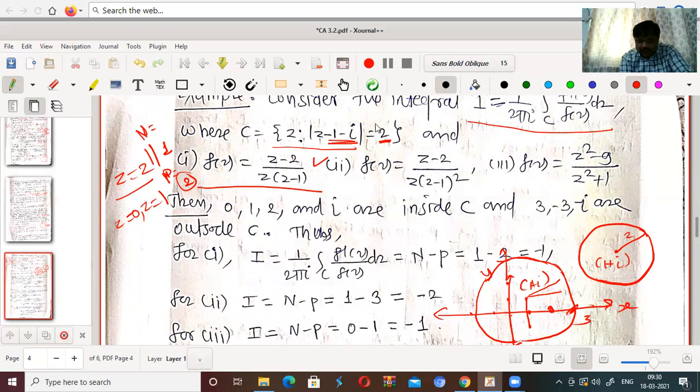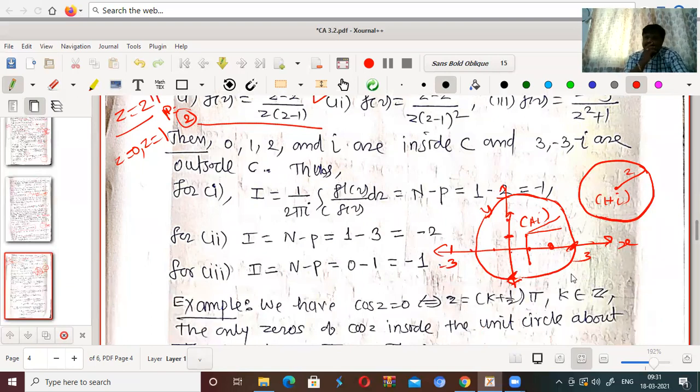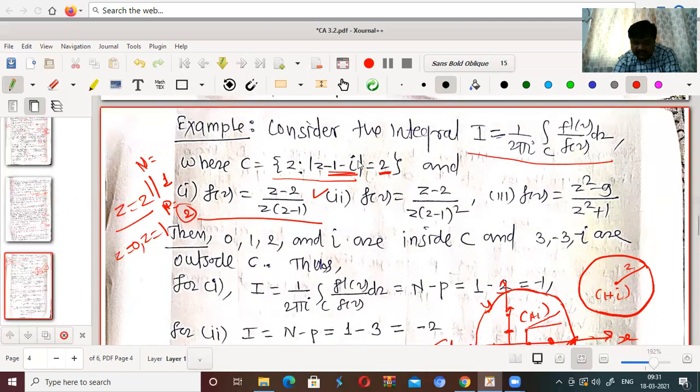Right? Now, for this circle, 0 is inside the circle, 1 is inside the circle, 2 is inside the circle. What about i? i is here, it is also inside the circle. Similarly, 3 is what? 3 is on the circle. Minus 3 is here, outside the circle. Minus i is here on the circle because it's on the negative y-axis. Points on the circle mean not inside, that means not inside this circle of radius 2.